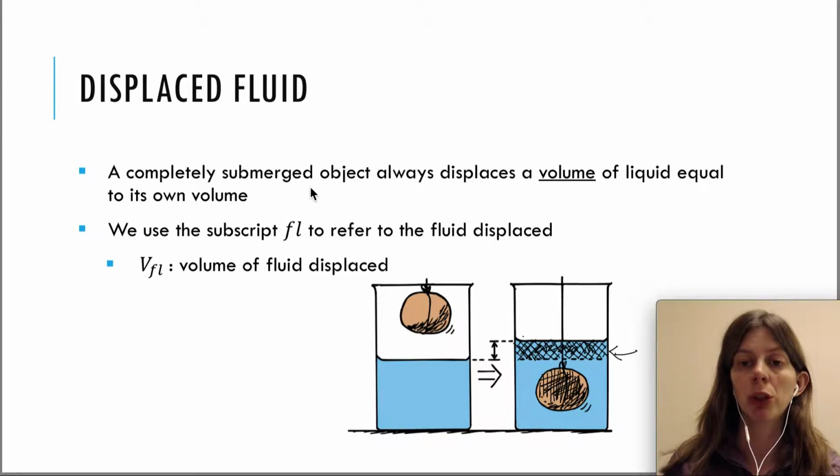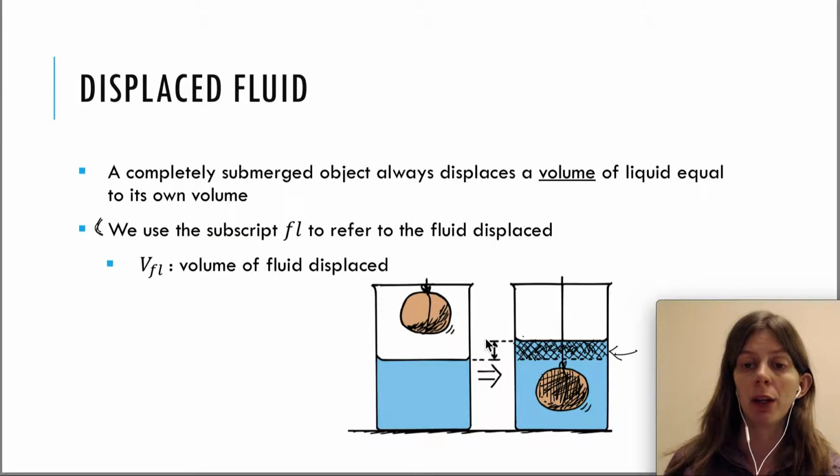So that's what I have written here. A completely submerged object always displaces a volume of liquid equal to its own volume. That makes sense. We're going to use the subscript FL to refer to the fluid displaced. So I'm making a very big note of this, using a whole 2 bullets here to explain this. That when you see V sub FL, VFL, it actually stands for the volume of the fluid that was displaced by your object that was submerged in that fluid.